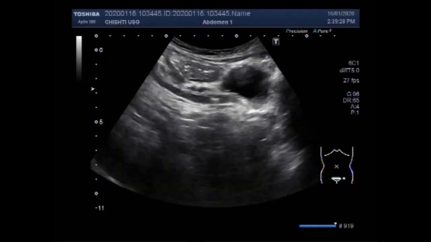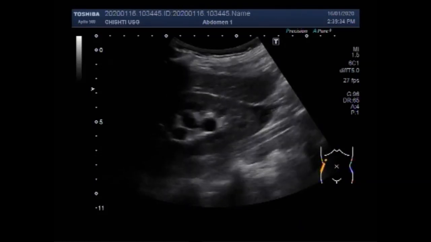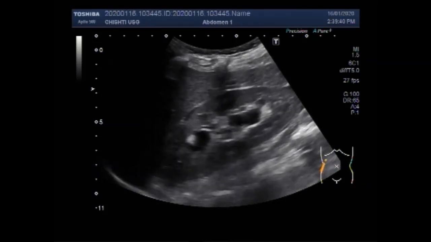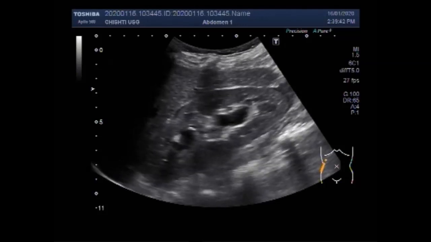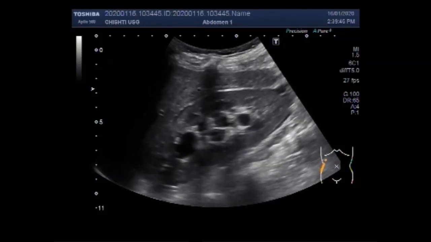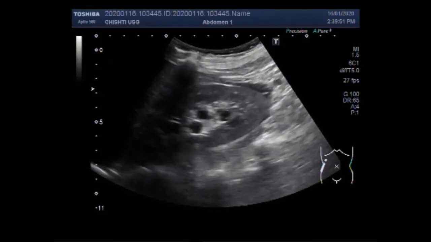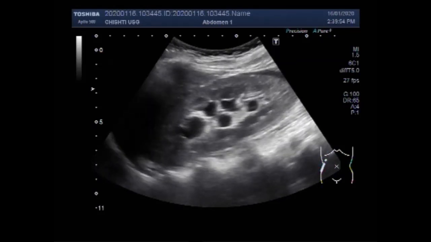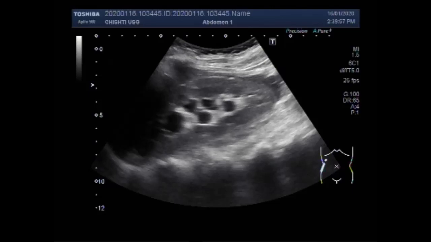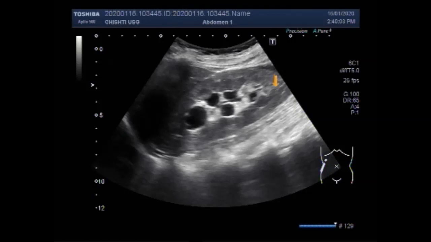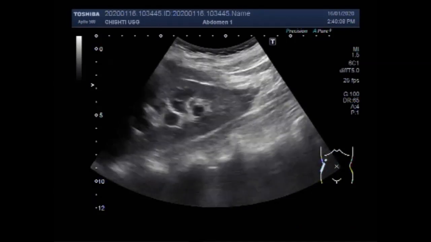Now you are going to see the other video showing the ureteric stone. This stone is smaller as compared to the stone seen in the previous video, so the intensity of the hydronephrosis and hydroureter is smaller as compared to the previous video. This is the right kidney, liver.